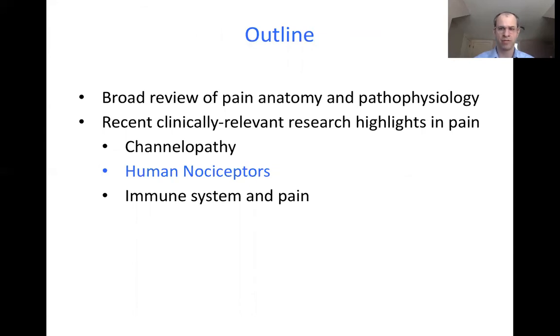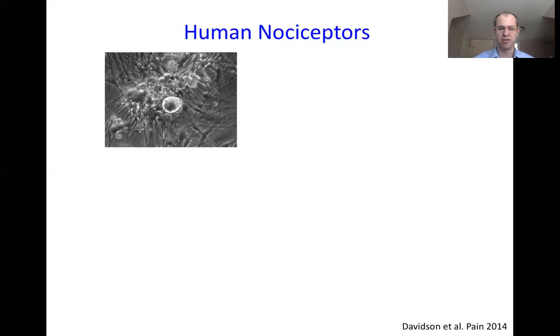So one of the thoughts about failure to translate insight from mouse models to humans is that the nociceptors might be different.